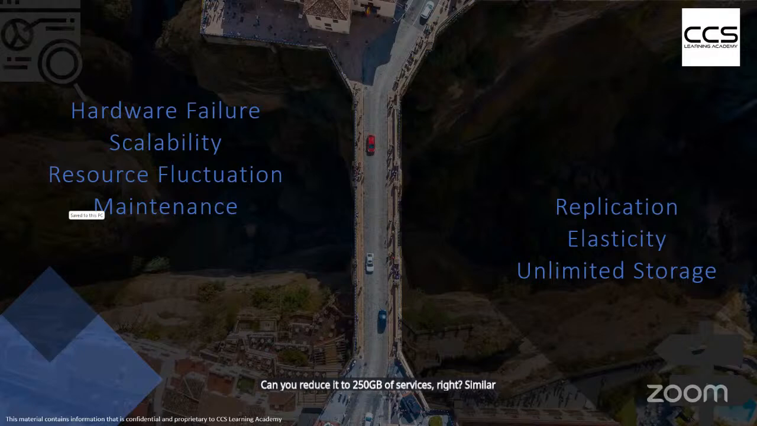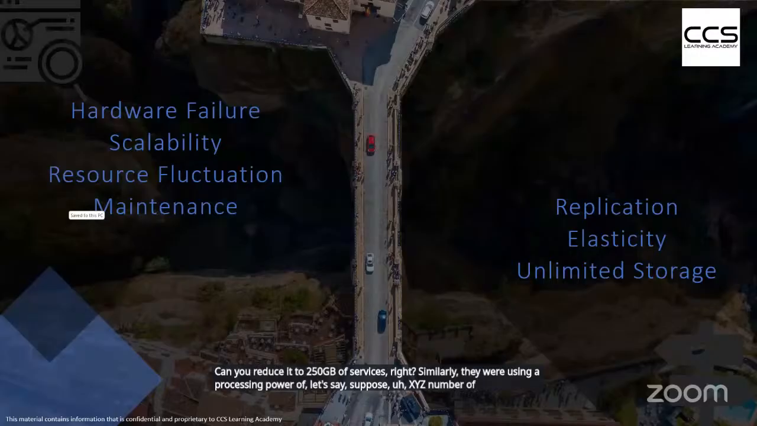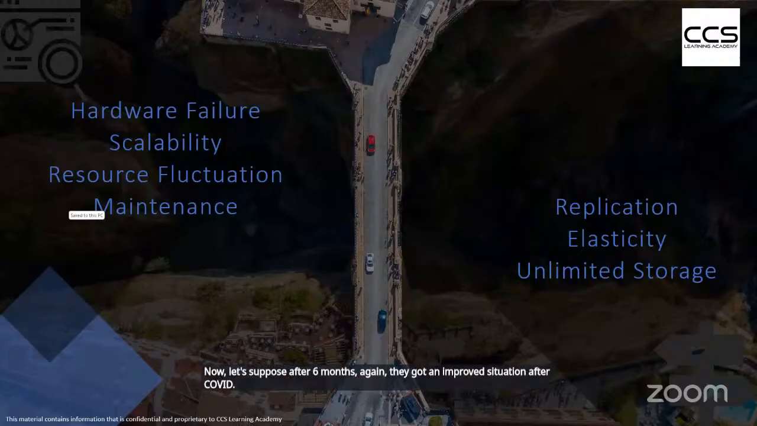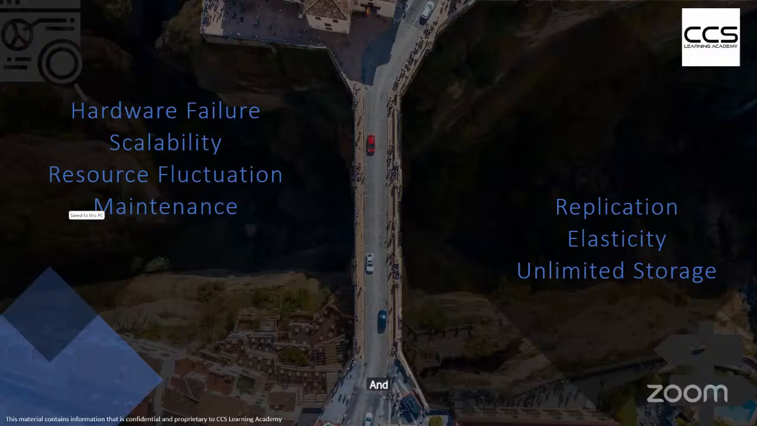Similarly, they were using a processing power of, let's say, XYZ amount of RAM, right? So they can reduce the amount of RAM from the infrastructure server, so the cost can be reduced, right? Now let's suppose after 6 months, they got an improved situation after COVID. What they can do, guys, is go to the Azure portal again and extend their compute size in terms of processing power, in terms of storage, again to 1 TB and other things.